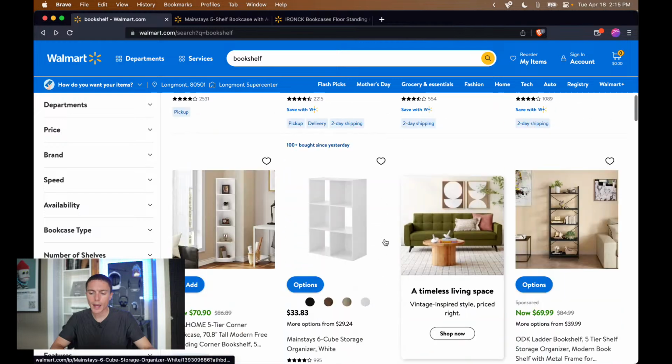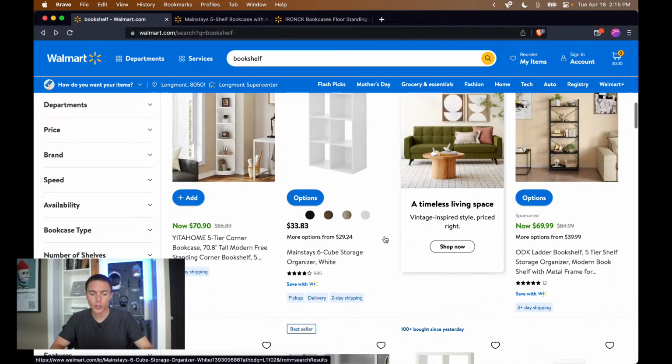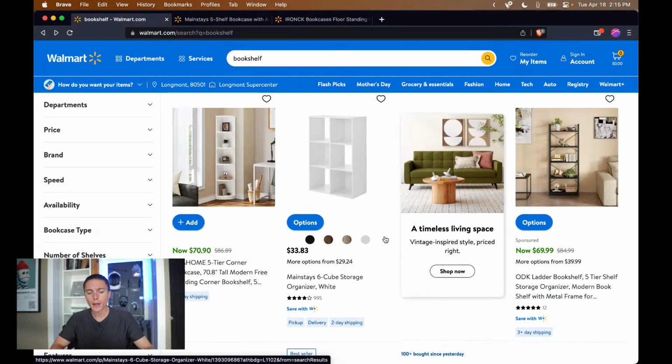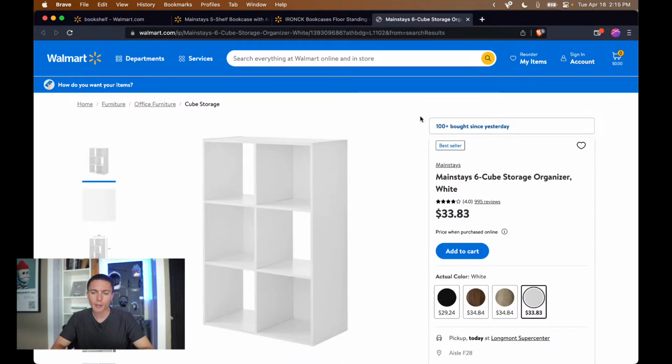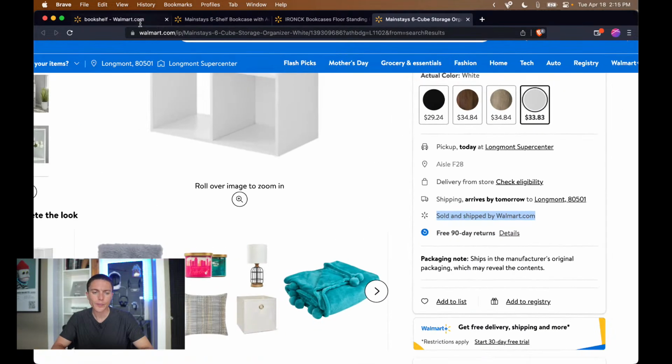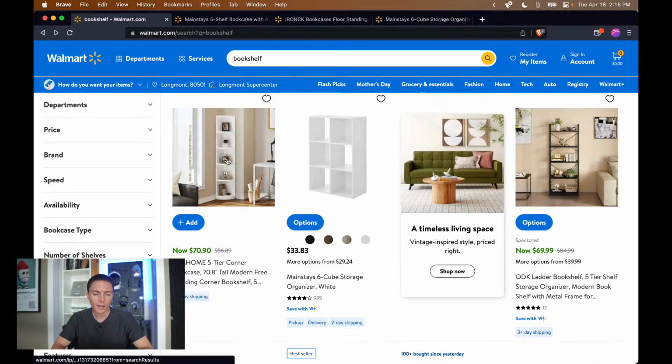But otherwise, it's just a matter of you looking and seeing which ones are sold by Walmart and which ones aren't. A giveaway, or a good rule of thumb, is if it says save with Walmart Plus here, then that means they probably are Walmart that's fulfilling the order themselves, like sold and shipped by Walmart. It says it right there as well. Whereas if it doesn't say that, it's not a guarantee.